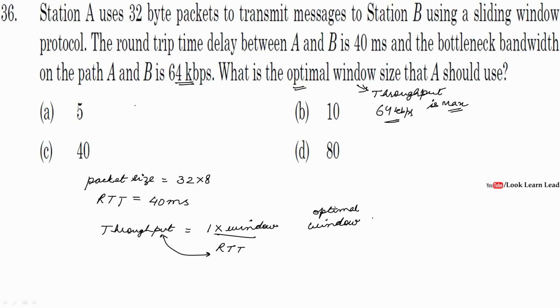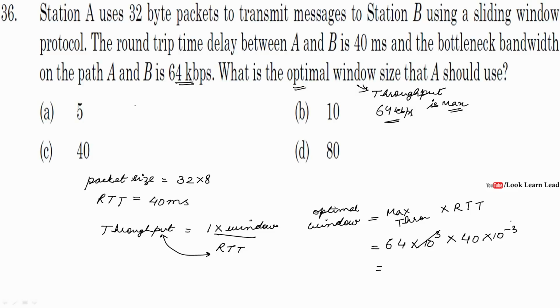Optimal window size would be equal to the maximum throughput into the round trip delay time. Max throughput is 64 kilobytes per second, so I'll write it as 64 into 10 to the power 3. Round trip delay time is 40 milliseconds, so I'll write it as 40 into 10 to the power minus 3. So I will solve it.